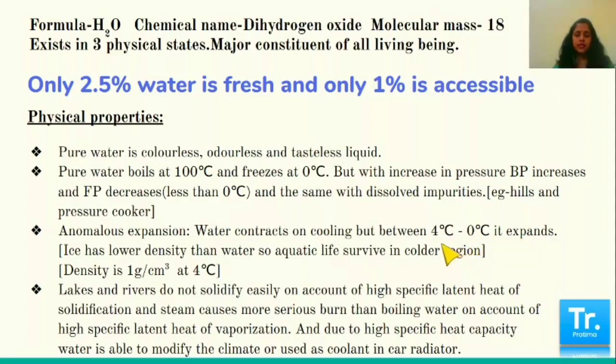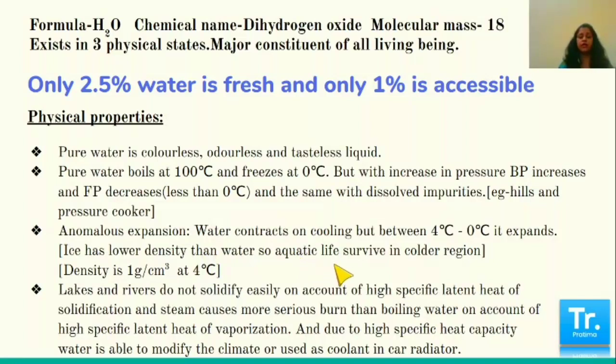So, due to this, when it expands, the density will definitely be less. Thus, ice has lower density than water. So, the aquatic life survives. How is that possible? In the cooler region, the water starts cooling from 10 maybe to 8 to 5, then to 4. As it comes to 4, water will expand, become lighter, stay at the top, come to 0 degrees. It will freeze, and the density being lower, it will float on water, and the lower part of the water body does not freeze.